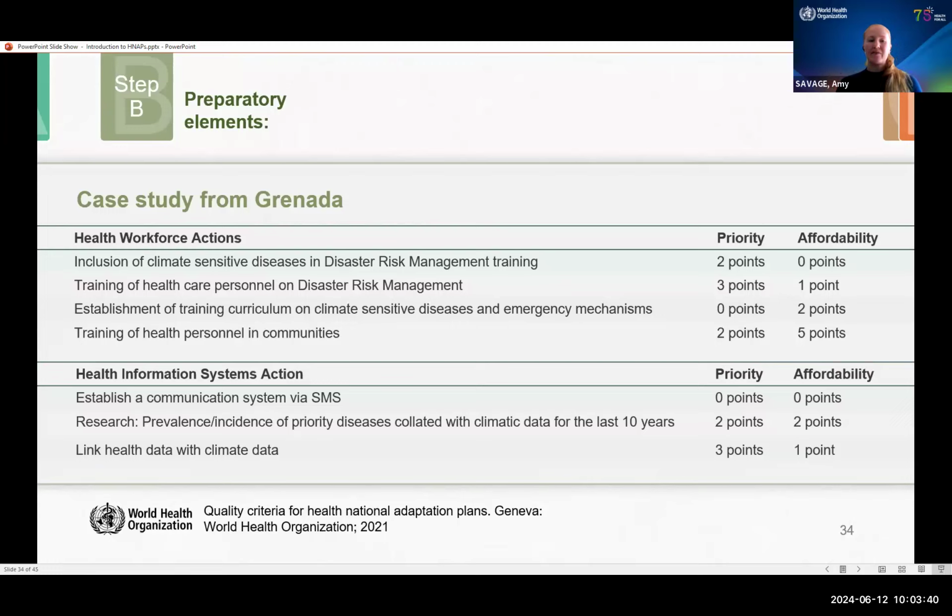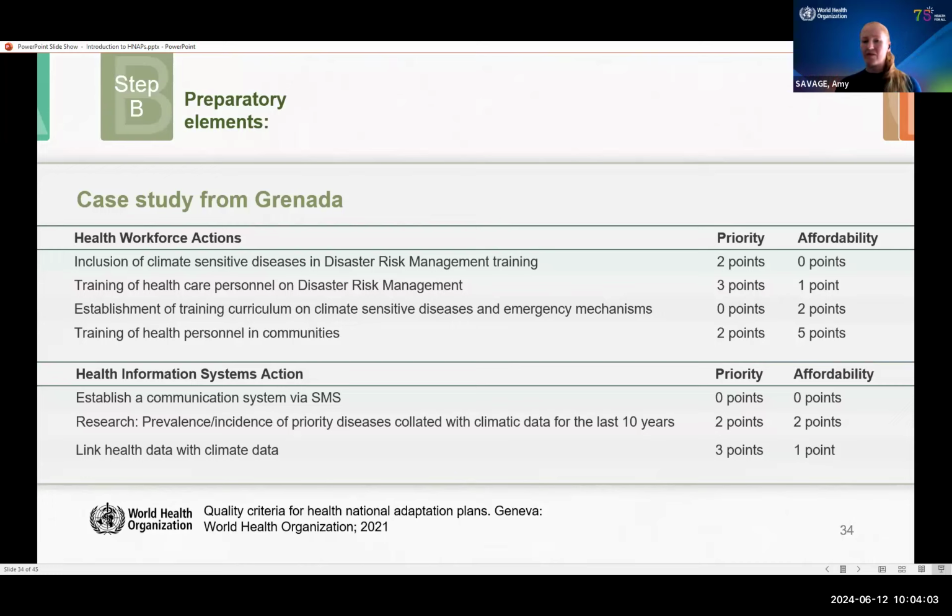country. They first categorized all the adaptation actions that they'd identified into the 6 building blocks of the health system. And here we can just see 2 of the building blocks with some actions underneath. And then for them, the criteria that they wanted to prioritize on was priority, and that would encompass a range of different considerations.